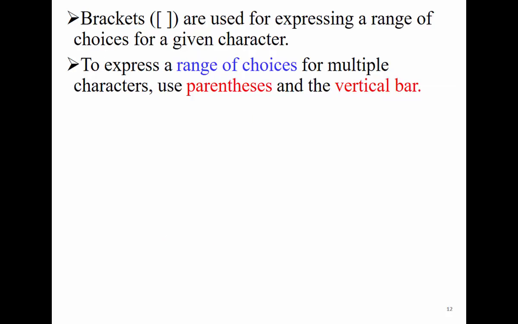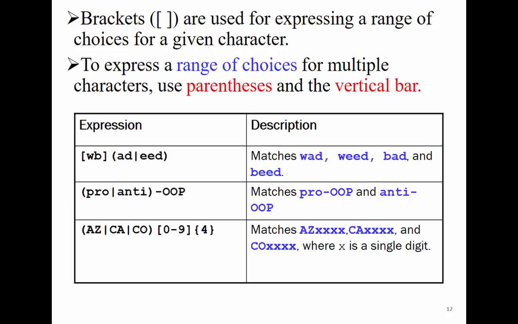So we discussed this last time about the brackets, and we have some choices if we need to make. We can use the vertical bar and the parentheses. As you see in these examples, we are looking for any match. A regular expression says W P, and we put the parentheses around the choices that we are looking for. In this case, we have a choice, AP or EED. So you have AD or EED and match with a single character, either W or P.